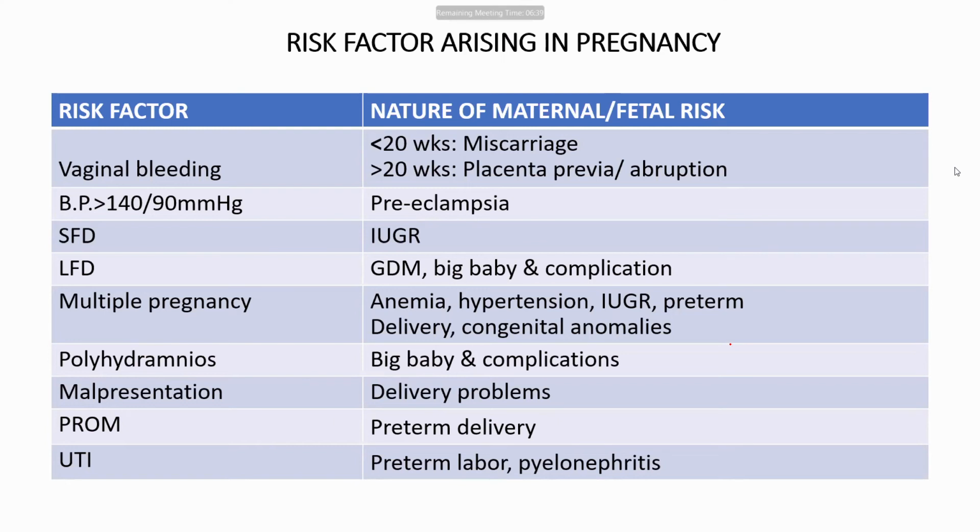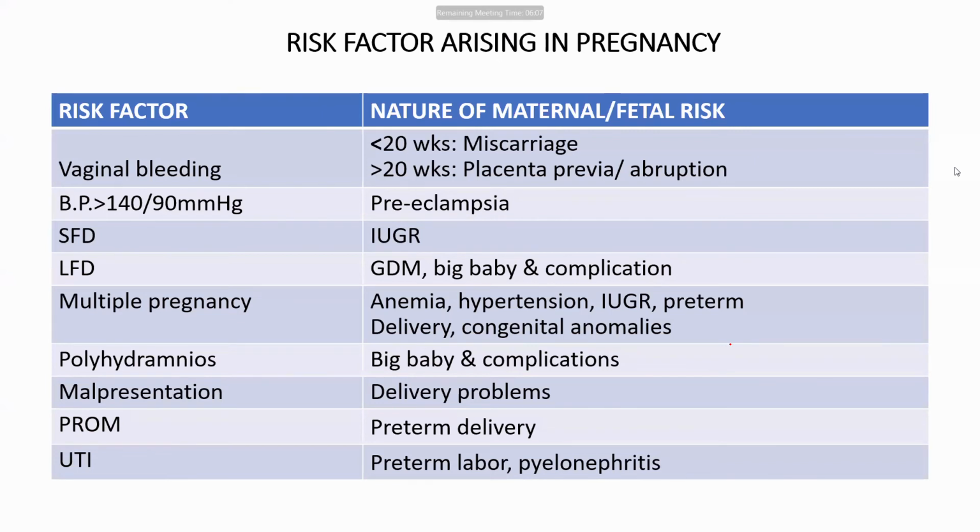Why do you categorize multiple pregnancy as high risk? Because there is tendency of anemia, hypertensive disorder, IUGR. There could be selective growth restriction of one fetus, preterm delivery. Majority of the cases, almost 60 to 70 percent of twin pregnancies, deliver preterm, and congenital anomaly. Especially in monochorionic twin pregnancy, there is tendency of anomaly.